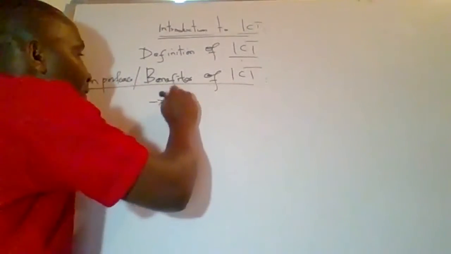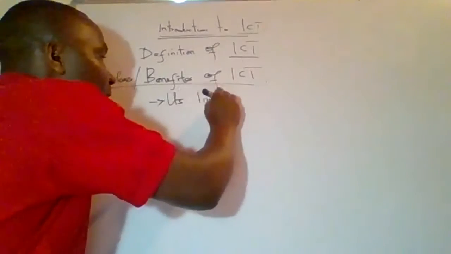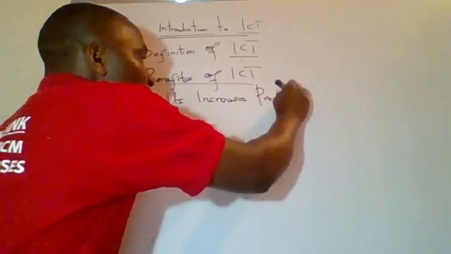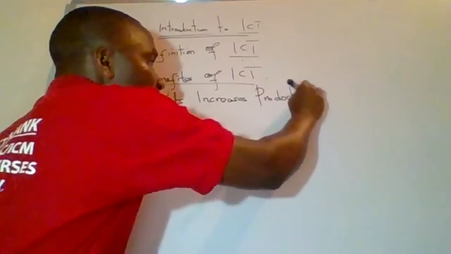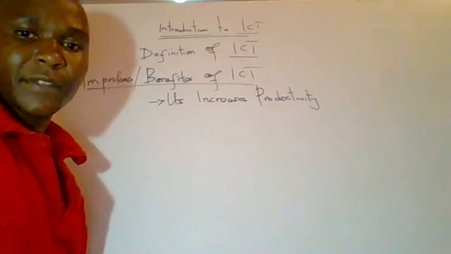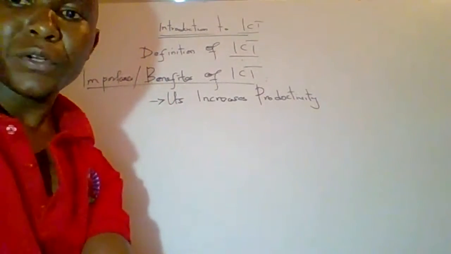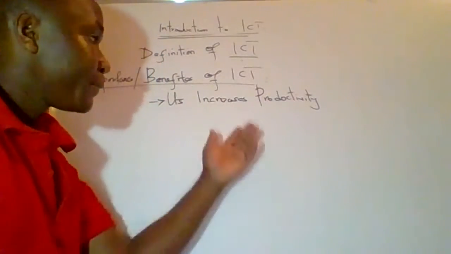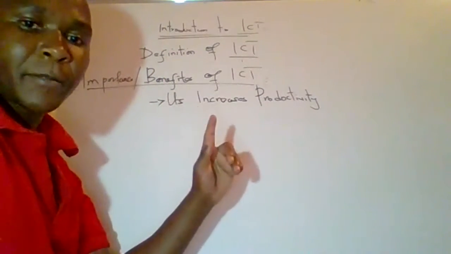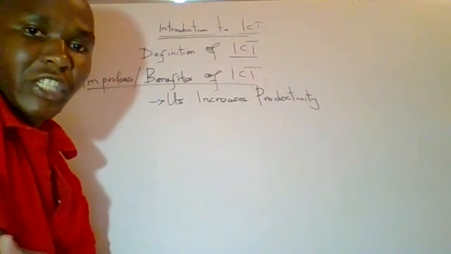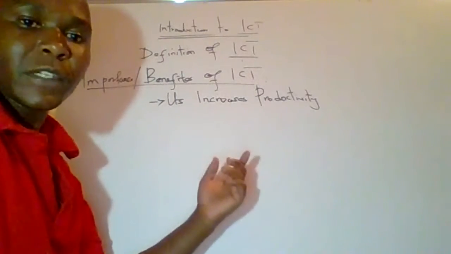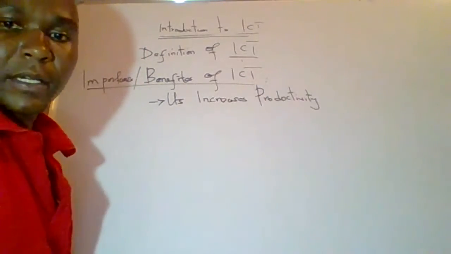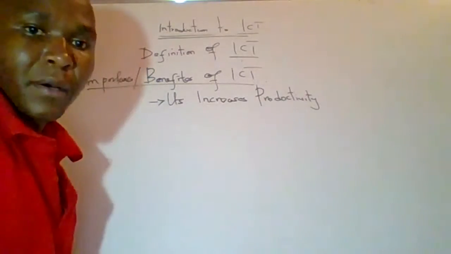So the first one you say: it increases productivity. If you had been producing, say, one ton in a day, and you increase the number of machines, you will end up producing like 10 tons in a day. So you are increasing the rate of production. So we say it increases productivity.